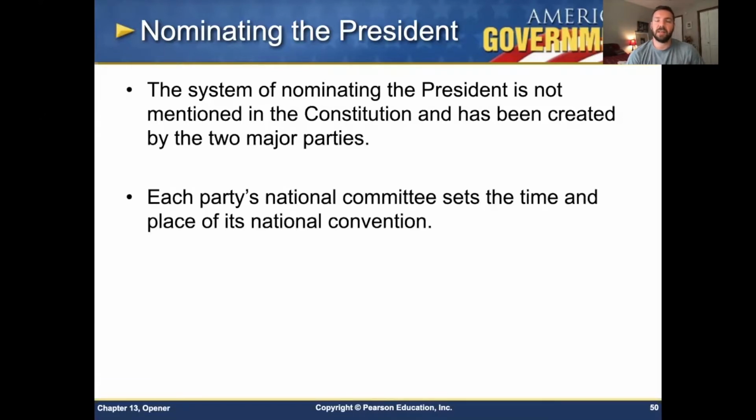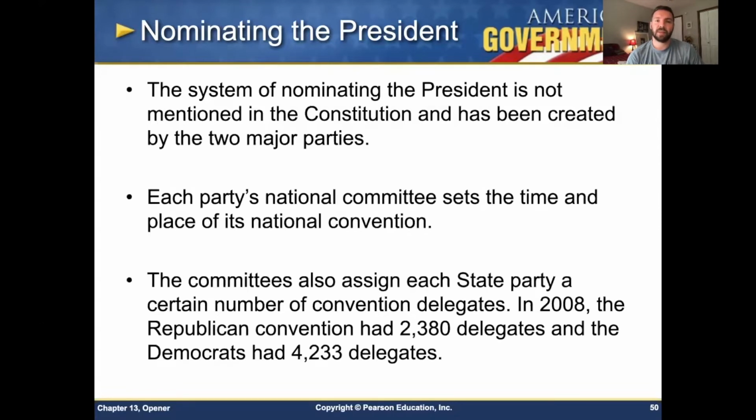Each party's national committee sets the time and place of its national convention, which is where technically they get together to actually nominate their candidates. The committees also assign each state party a certain number of convention delegates. We're not going to get into all these delegates because it's a little confusing, but there are thousands of delegates for both parties, and in the lead up to the national conventions, both parties conduct these primary elections where each of those candidates is trying to get as many pledged delegates as possible. And if you get over a majority of those delegates, you're going to be that nominee for that party.